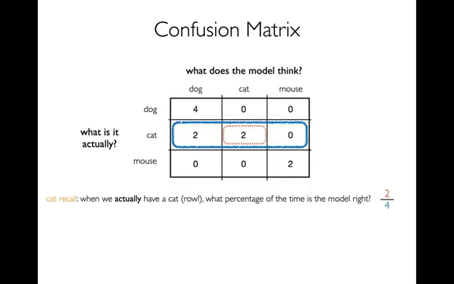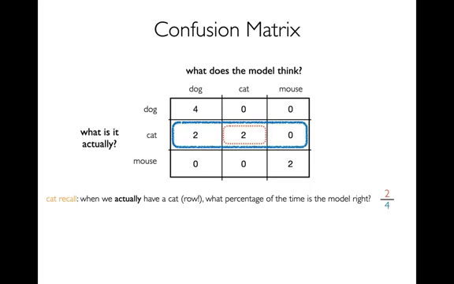So when I'm asking, what is a cat recall? What I want to know is when we actually have a cat, what percentage of the time is the model right? Since I'm asking about what is actually the case, what I'm really doing is dividing by the sum of numbers in a row.